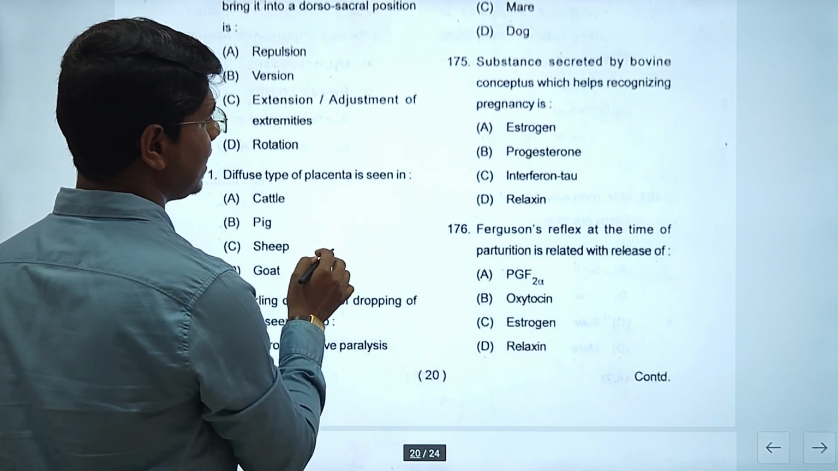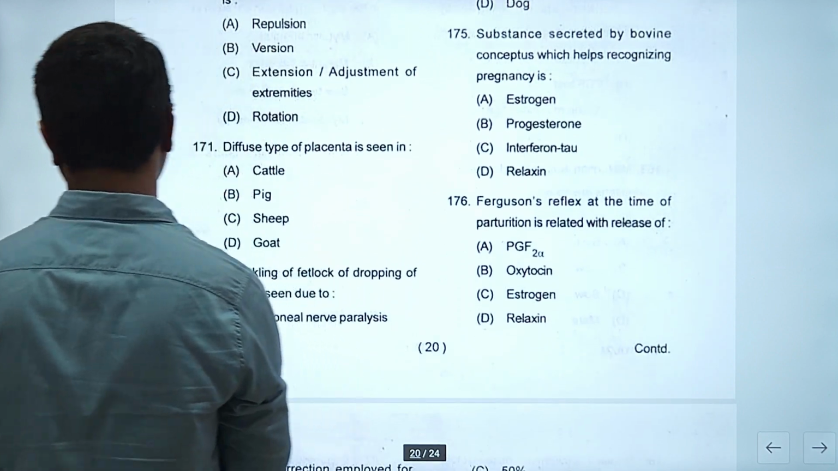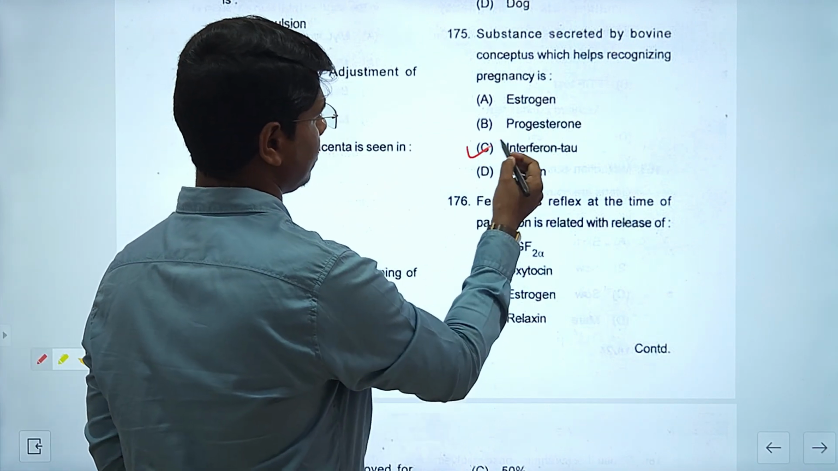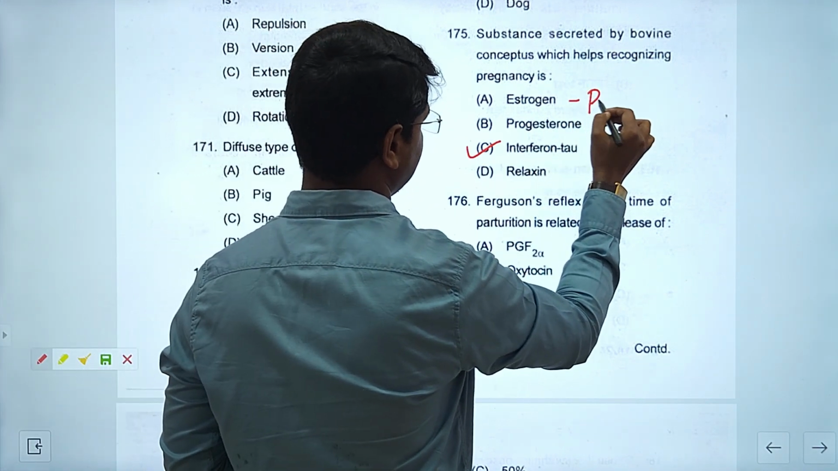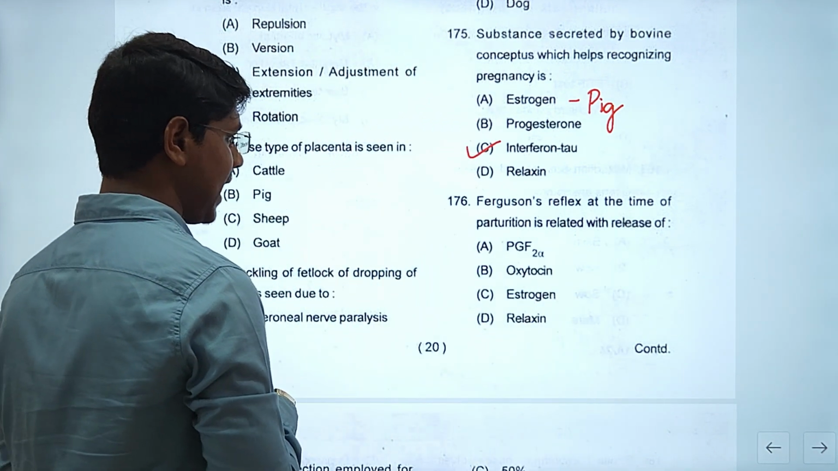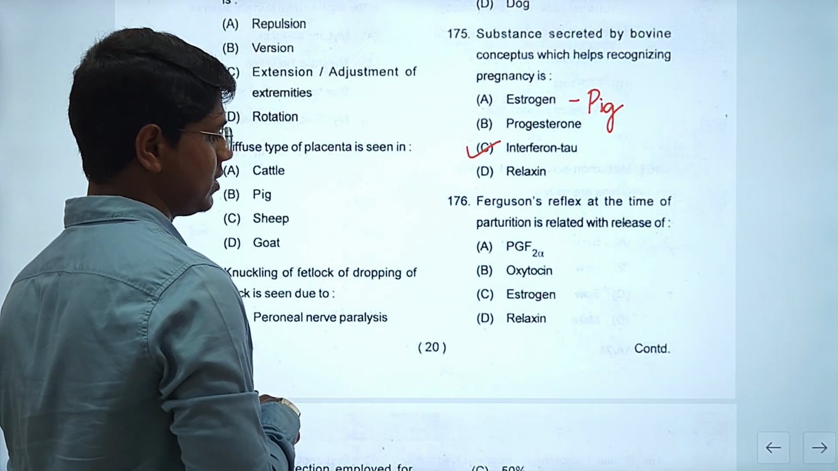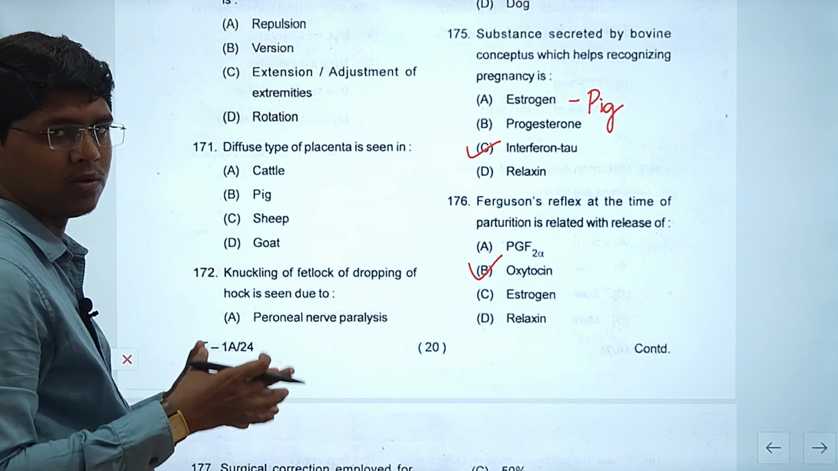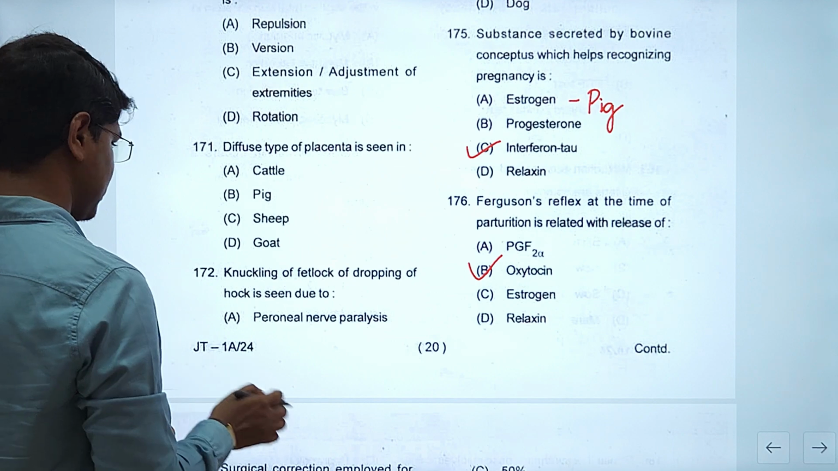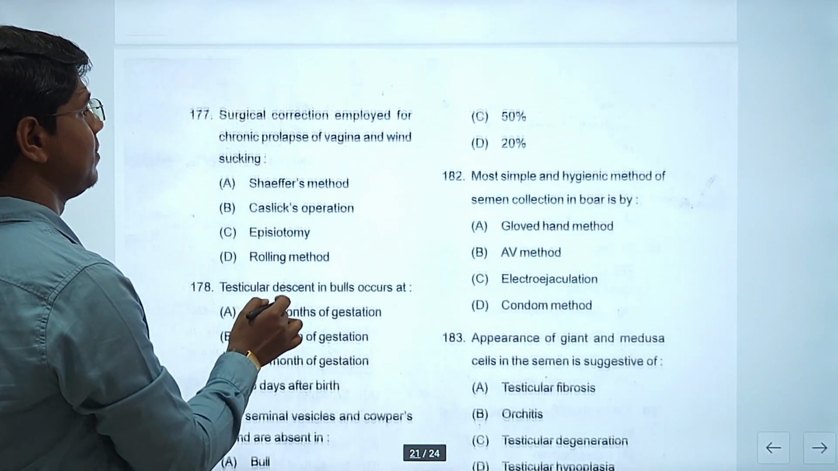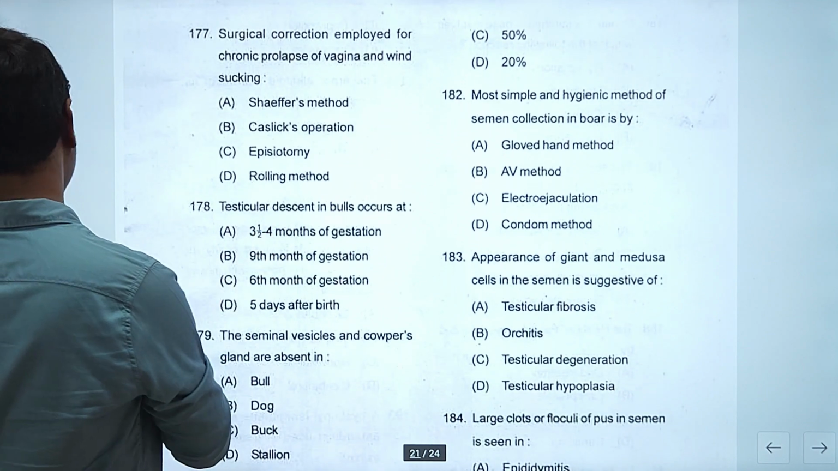Substance secreted by the bovine conceptus which helps recognize pregnancy: interferon tau. Estrogen in the case of the pig. Ferguson's reflex at the time of parturition is related to the release of oxytocin. This oxytocin will in turn increase the amplitude of contraction, or force of contraction, both force and amplitude, so that the fetus can be expelled out.